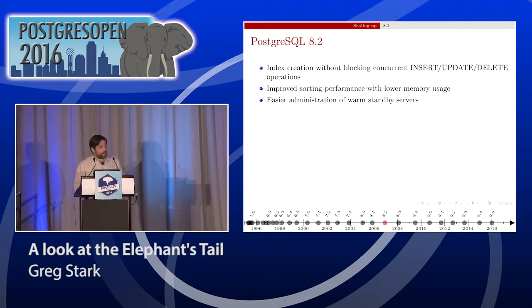Being able to create indexes while your operations are running, where you're still updating rows, deleting rows, inserting rows. You can build new indexes without interfering with the operations. It's a unique feature that, as far as I know, no other open source database has. The sorting performance changes were driven by benchmarks and people running TPC-C benchmarks.